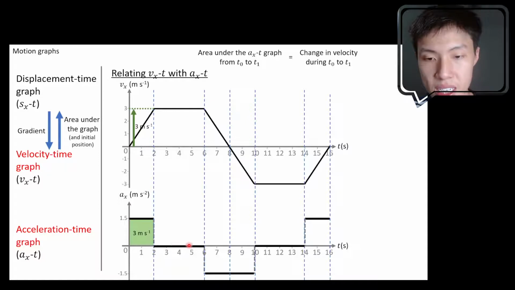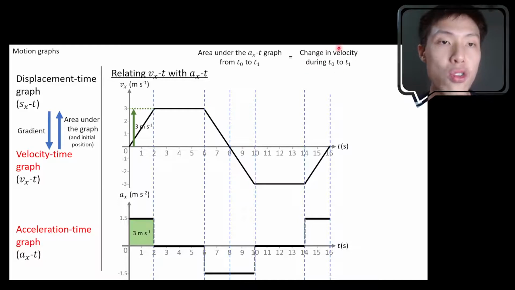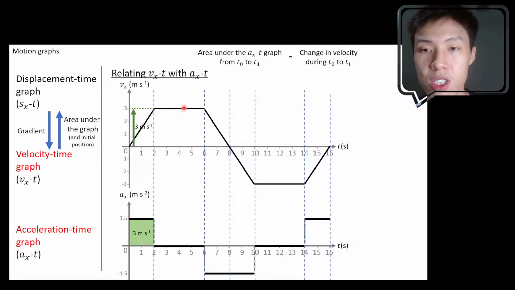In the next section, we can see that the area under the AT graph is 0 because the line is straight on the time axis. So no area to find here. If you have no area, then that means there's no change in velocity. And as we expect, the velocity is not changing across this time span of time equals 2 to time equals 6. The velocity remains constant.